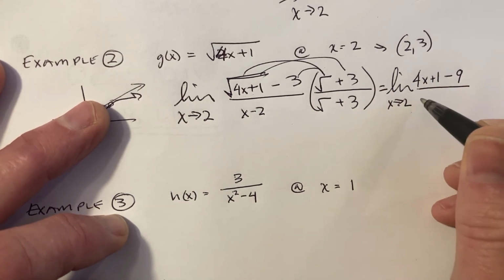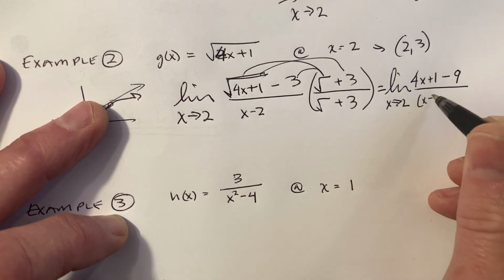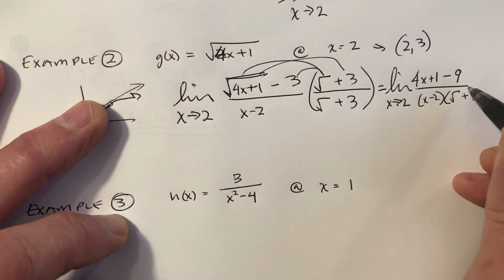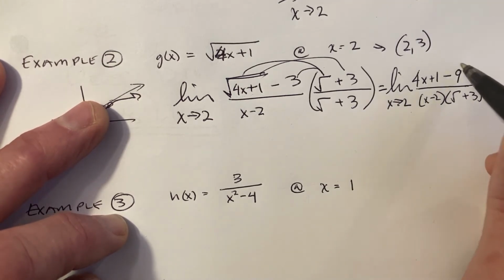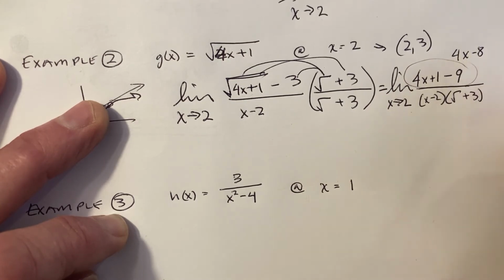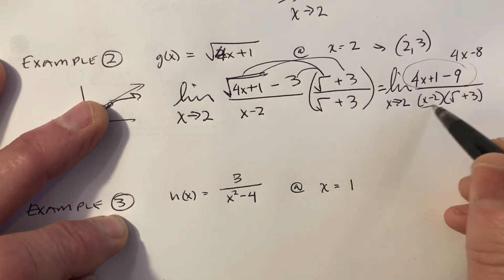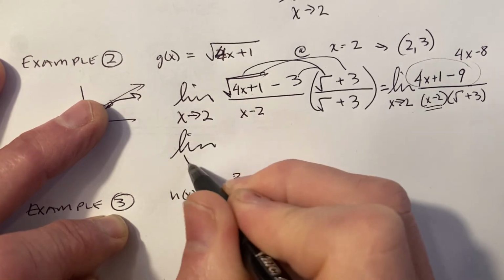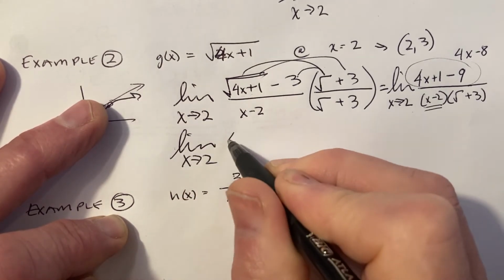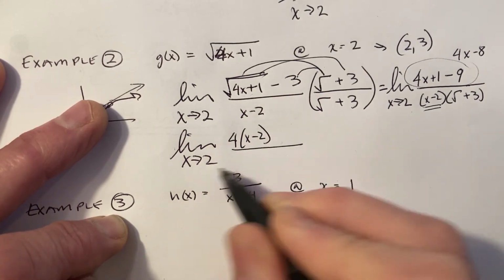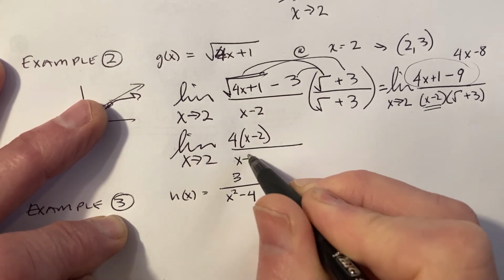Then that's over x minus 2 and the radical plus 3. Again, I'm just saving myself a little bit of time. I'm not going to write that out. This I can simplify. That's 4x minus 8, okay? Well, 4x minus 8, I can factor out a 4, and I'm going to have 4 times x minus 2. So I'll write that down here. The limit as x goes to 2 of 4 times x minus 2 all over x minus 2.